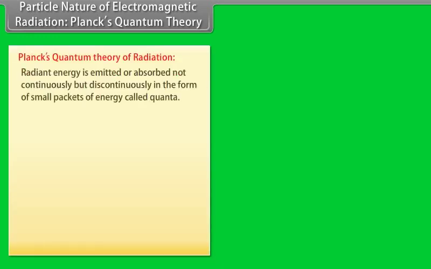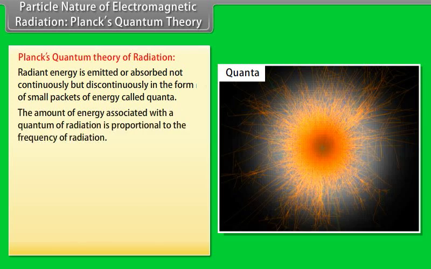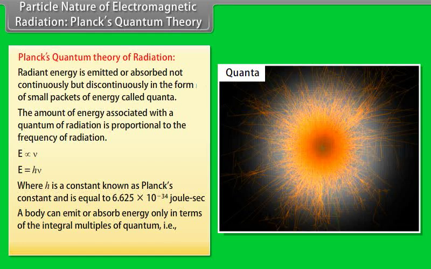Particle nature of electromagnetic radiation. Planck's quantum theory of radiation. Radiant energy is emitted or absorbed not continuously but discontinuously in the form of small packets of energy called quanta. The amount of energy associated with a quantum of radiation is proportional to the frequency of radiation, E = h nu, where h is a constant known as Planck's constant and is equal to 6.625 into 10 raised to the power minus 34 joule second. A body can emit or absorb energy only in terms of integral multiples of quantum, that is, E is equal to n h nu, where n is equal to 1, 2, 3, 4, etc.